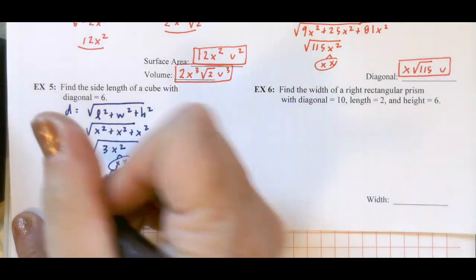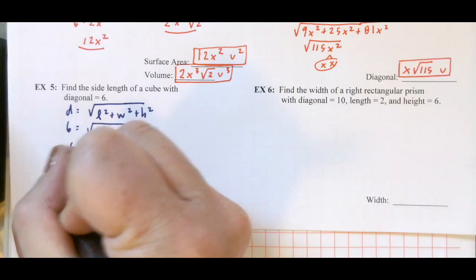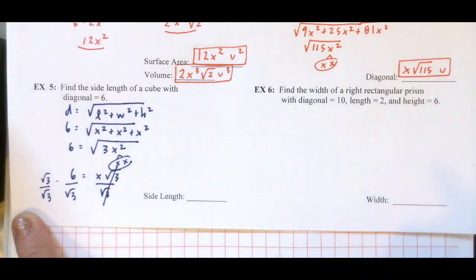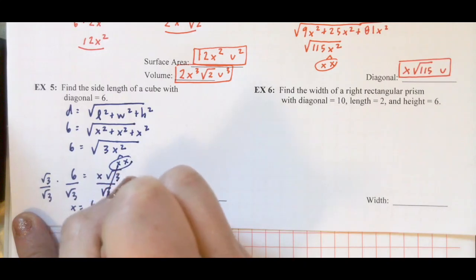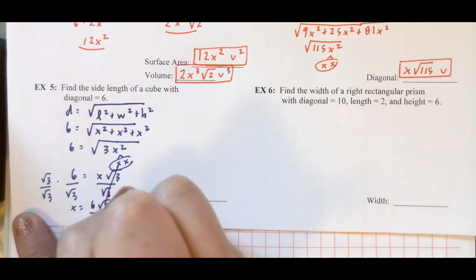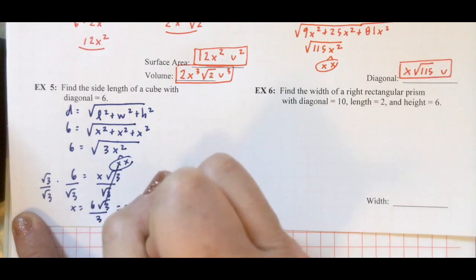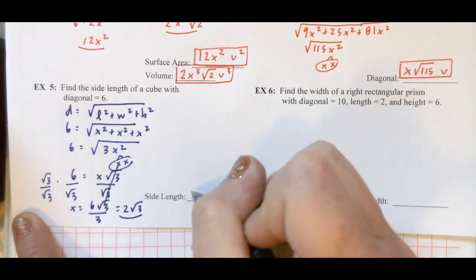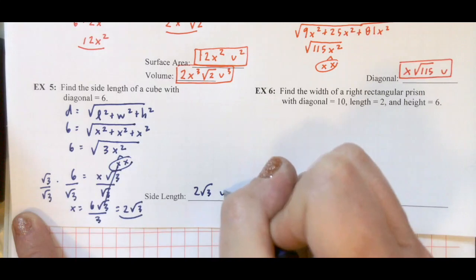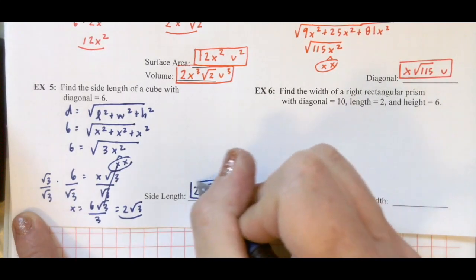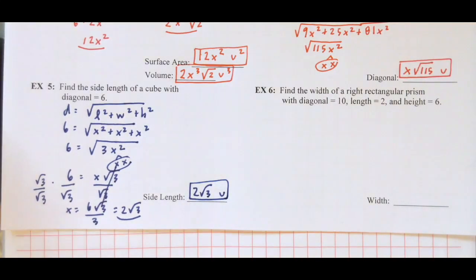And then I rationalize, multiply by root 3 over root 3. So now I have x equals 6 root 3 over 3, which then becomes 2 root 3. That works. My side length must be 2 root 3 units. Okay, but there's another way I could have done it.